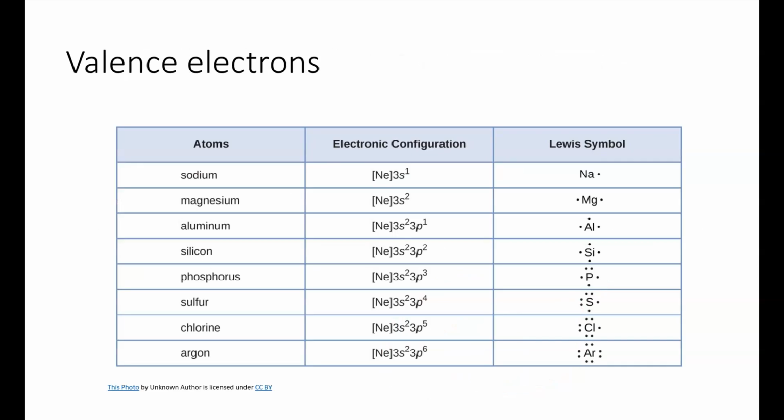If we look at the valence electrons of all of the elements in the third period, you can see sodium has the electron configuration 3s1, so it has one dot in the Lewis symbol. We'll look a little bit at how we do Lewis symbols in a moment. Magnesium has 2 electrons in the valence electron shell. Aluminum has 1, 2, 3, so we have 3 dots here. Silicon has 4, 5, 6, 7, 8. We're starting to see a little bit of a pattern. These numbers are going up as we go across the periodic table.